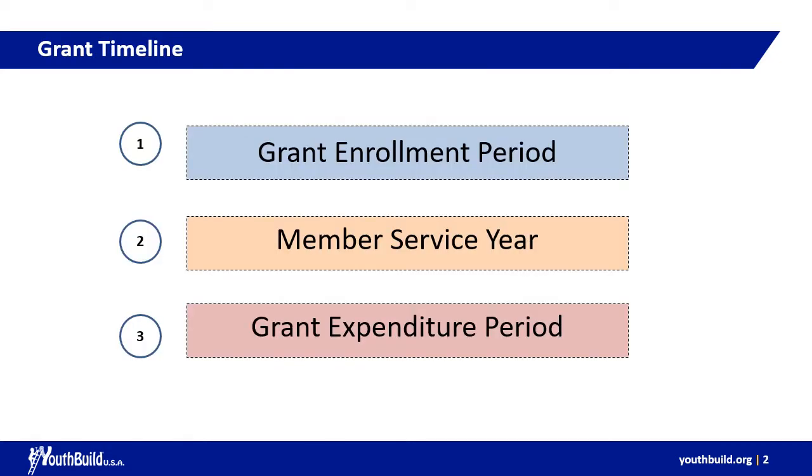The grant timeline is made up of three distinct, separate timelines: the grant enrollment period, the member service year, and the grant expenditure period. They all feed into the grant timeline in different ways, and we'll start by looking at all three of them one at a time. Let's start with the grant enrollment period.